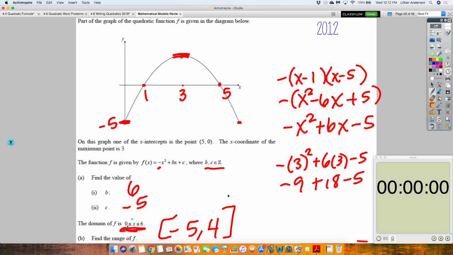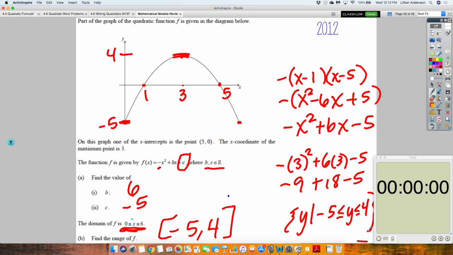nope, that's the x value. How do you find the y value? You need to plug in the x coordinate into the equation. Plug in the x coordinate. So this is going to be -9 plus 18 minus 5. The answer is going to be 4. Wait, how is it -9? It's -3 squared. It's 3 squared times -1. Order of operations.